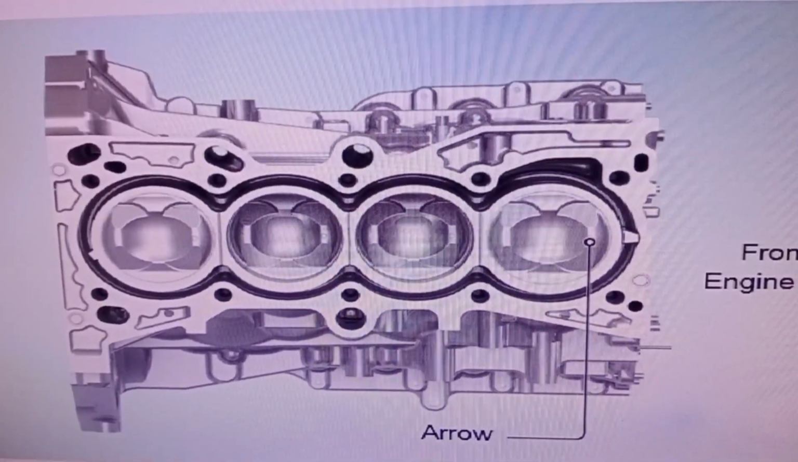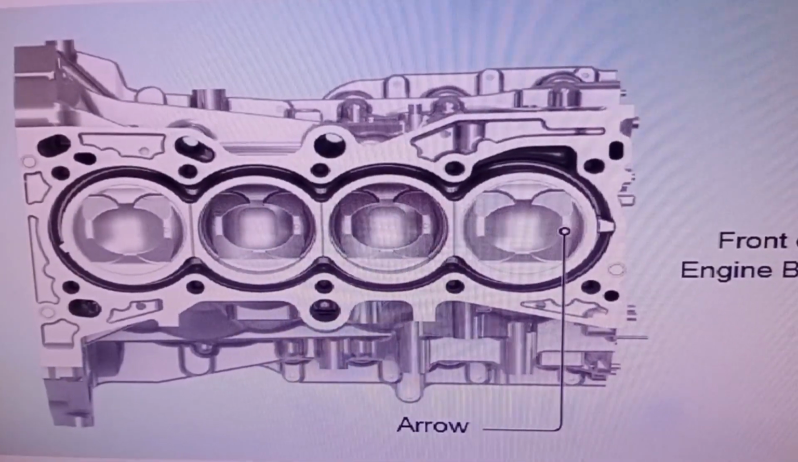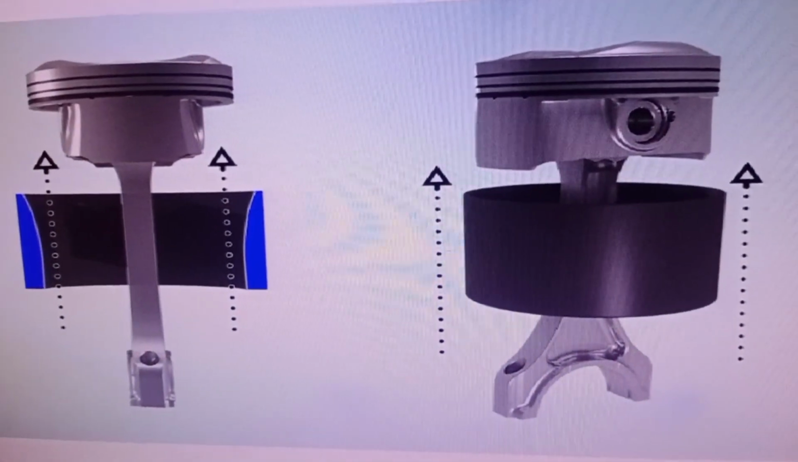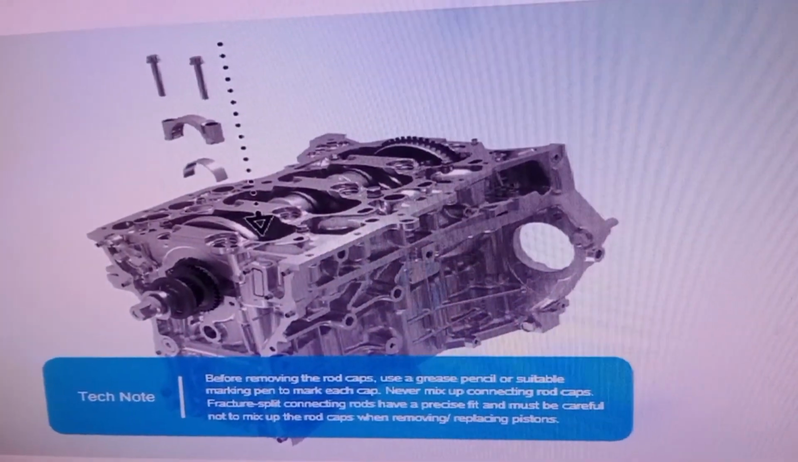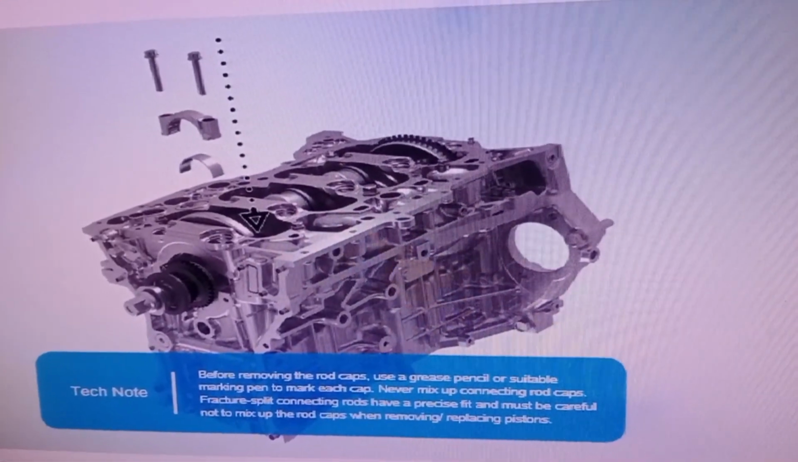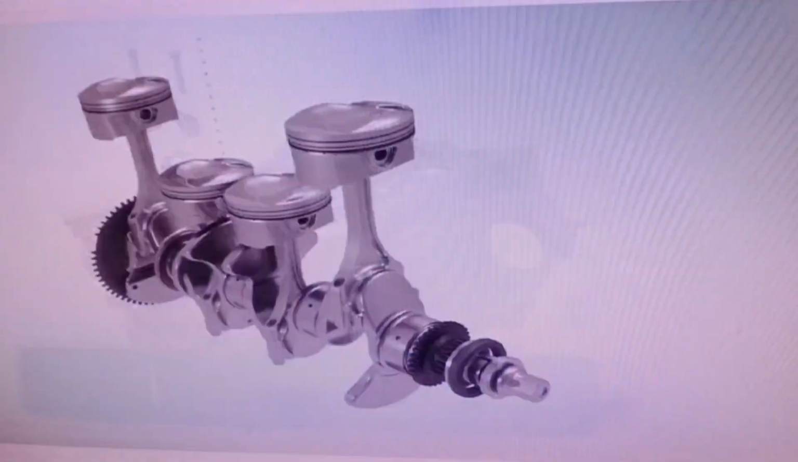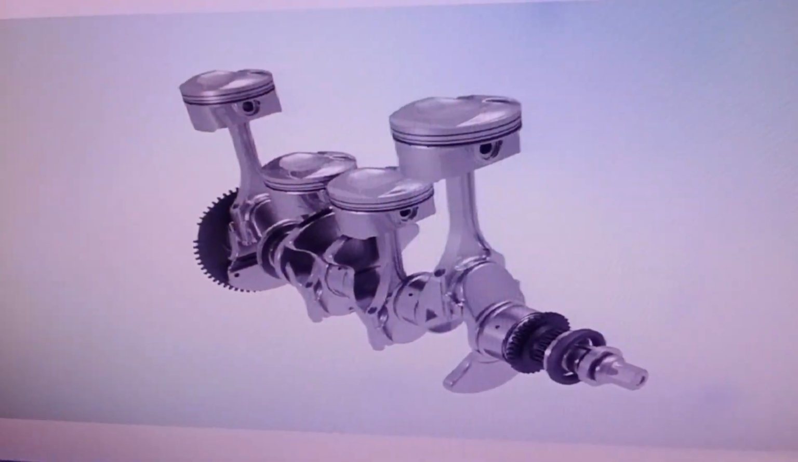Position the piston connecting rod assembly with the arrow facing the timing chain, or timing belt, side of the engine block. Using a ring compressor, we can install the piston assembly into the cylinder. Once the piston assembly has been installed into the block, install the connecting rod cap to attach the piston assembly to the crankshaft. Install the remaining pistons into their cylinders and attach them to the crankshaft.